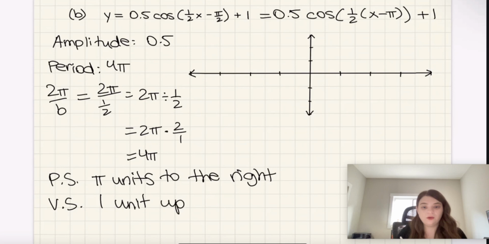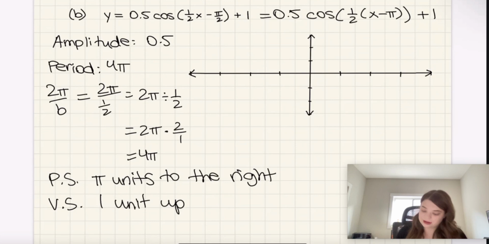Awesome. Okay, so let's review quickly. What are the changes? The amplitude, instead of being 1, is 0.5. The period has stretched out to 4 pi instead of just being 2 pi. Also, we're shifting pi units to the right and 1 unit up as well.